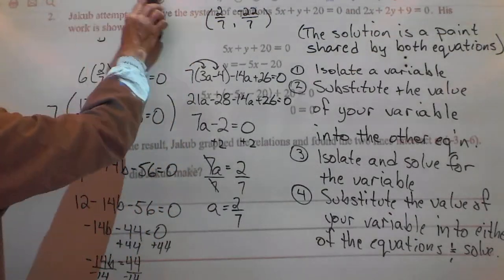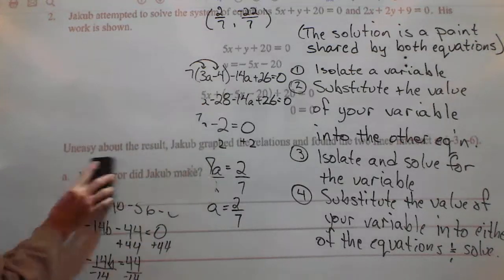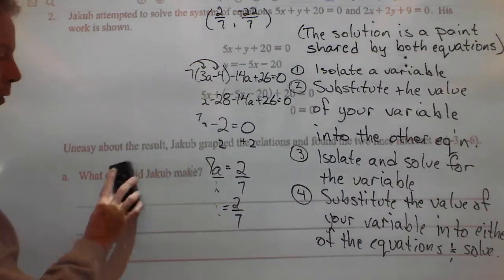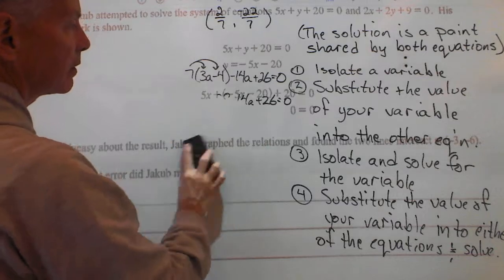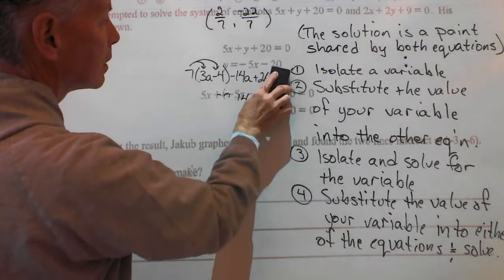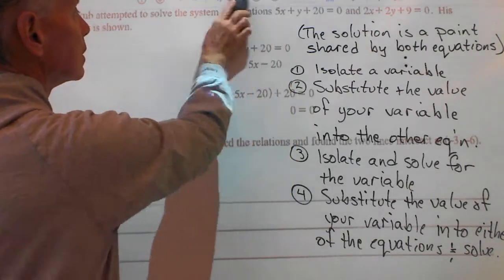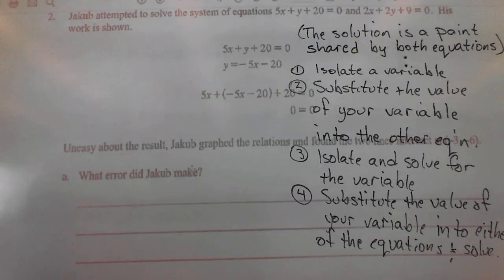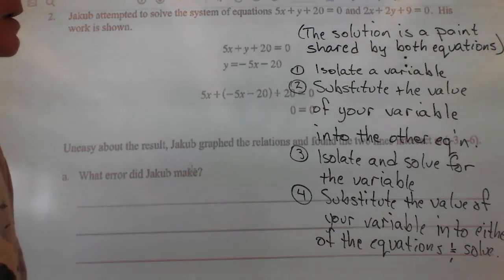Okay, so this next question, we've already done a lot of it. It says, Jacob attempted to solve the system of equations 5x plus y plus 20 equals 0 and 2x plus 2y plus 9 equals 0.